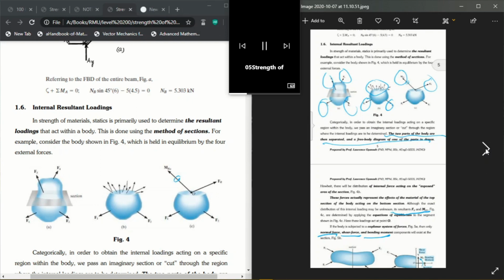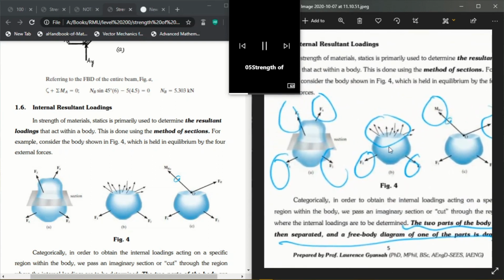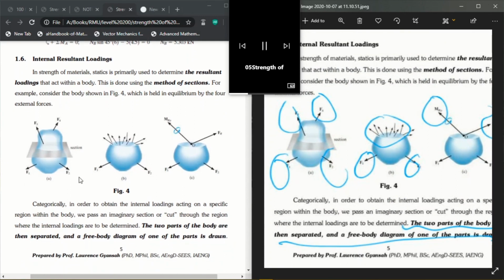For instance, if you look at page 5 of figure 4A, you could see that there are forces, coplanar forces, F1, F2, F3, and say F4. Now, if we section through it, and we take the down part of it, we will still have F1 and what? F2 exist downstairs, while there will be a lot of stresses within the system up.